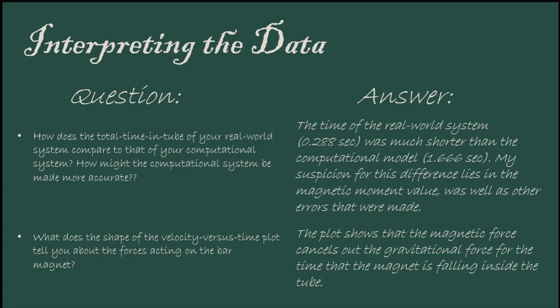What does the shape of the velocity versus time plot tell you about the forces acting on the bar magnet? The plot shows that the magnetic force cancels out the gravitational force for the time that the magnet is falling inside the tube.